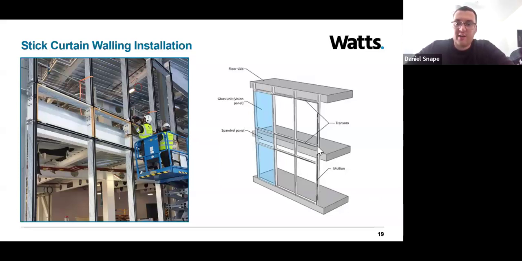The word stick, as you might have guessed, refers to the horizontal transoms and vertical mullions that form sticks, and the remaining materials such as spandrel panels and glass materials are then installed and fixed to that framing.